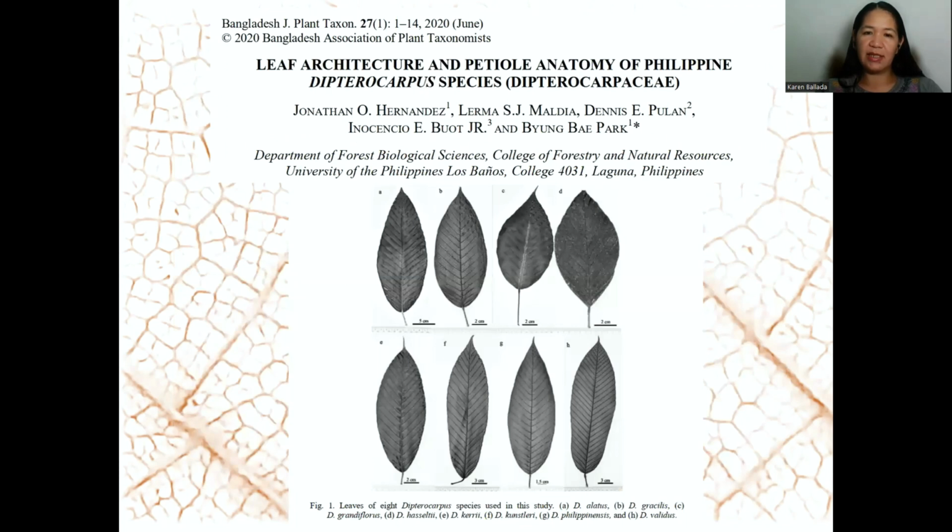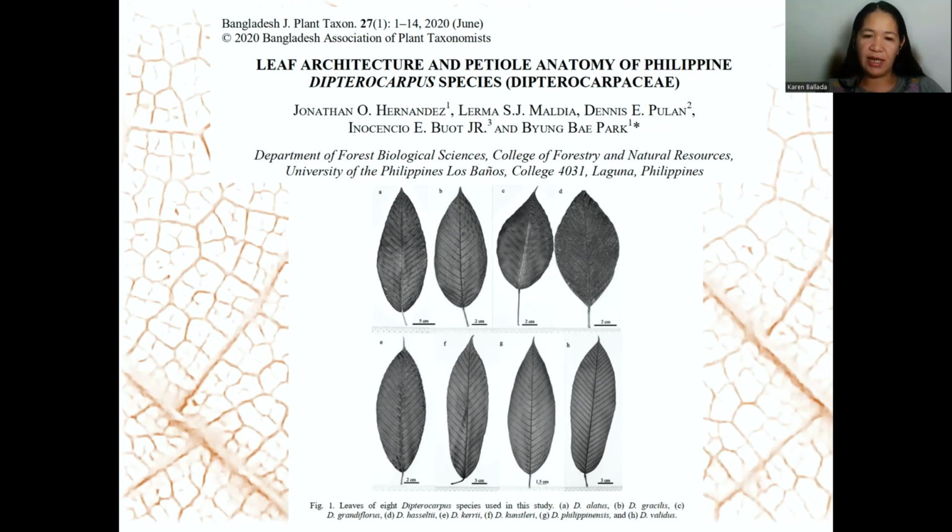In this study conducted by Hernandez and company in 2020, they did the leaf architecture and petiole anatomy of Philippine Dipterocarpus species. They collected these from Mount Makiling. They wanted to know if you can delineate or properly identify these species, because proper identification is very important, especially when you're doing conservation efforts.